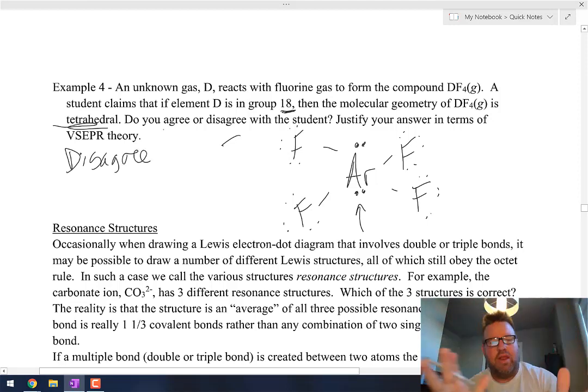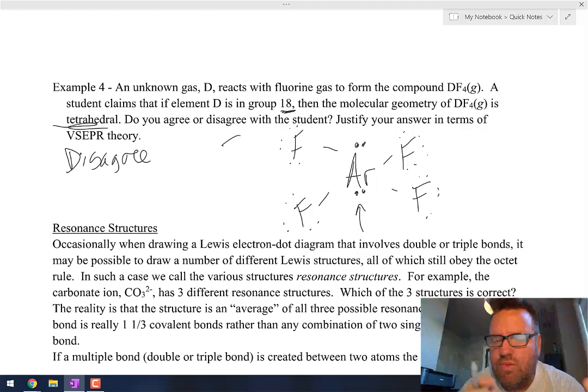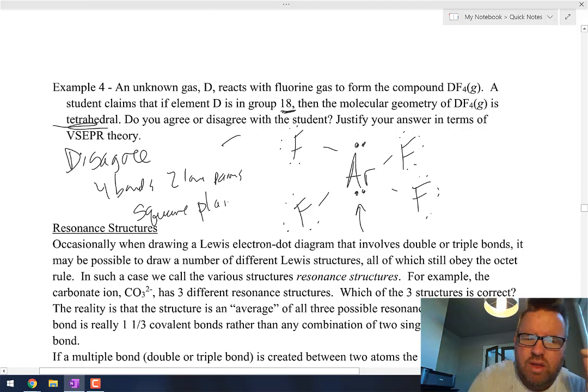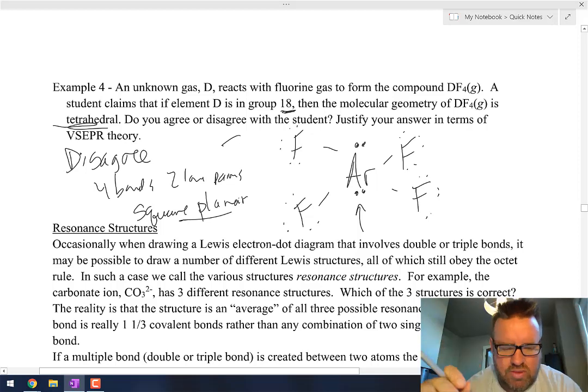And you could go about it 2 ways. You could say because a tetrahedral has 4 bonds and no lone pairs, and this has 4 bonds and 2 lone pairs. That would be perfectly fine, and then you could stop. Or you could try to get really fancy and say, well, this one has 4 bonds and 2 lone pairs of electrons, and what shape does that actually produce? If you happen to know it, it is a square planar shape, not a tetrahedral. Either of those 2 ways would be perfectly fine.